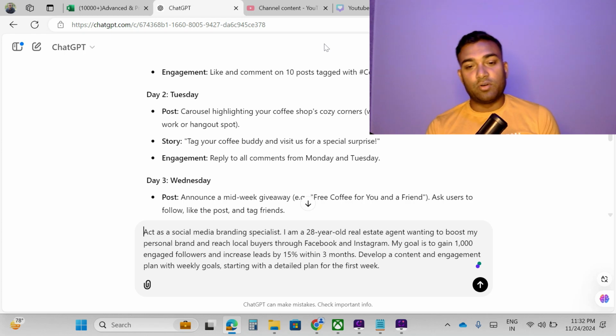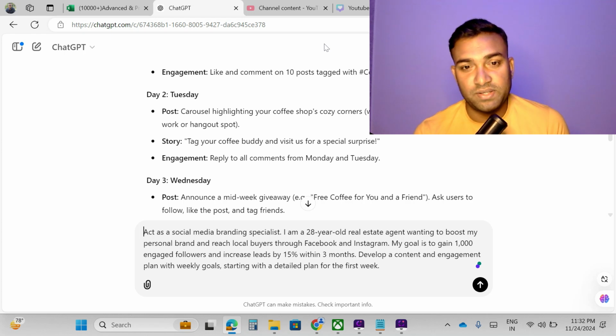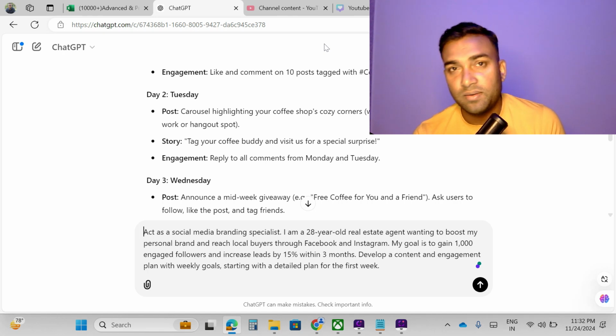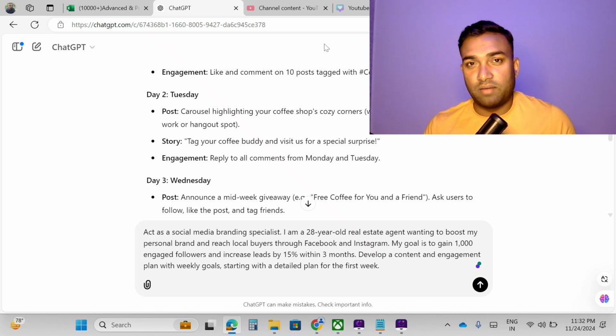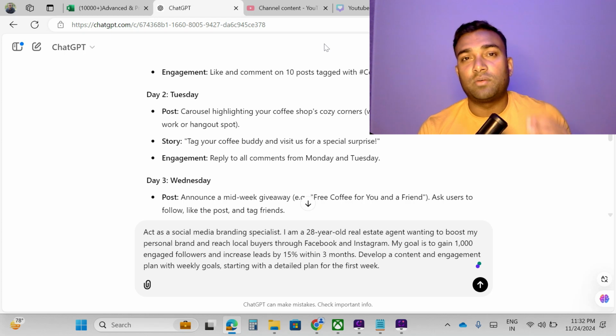So now I think you have got the idea what my expectation is and what I have told. The first thing is, I have given a role to ChatGPT. That is the persona pattern. I have given a role to ChatGPT, and then I have told about myself, I am this, I am this. And then what is my expectation, what I want from ChatGPT, that is what I told.